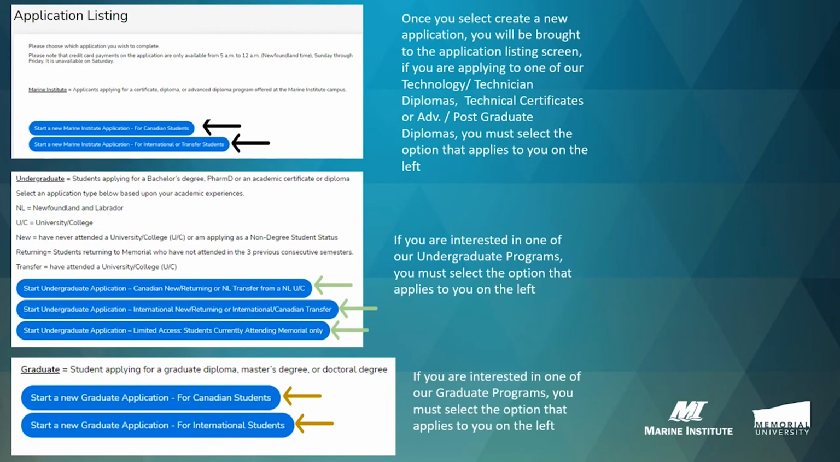for. So there are going to be 3 different categories of options which you will be choosing between. So if you are looking to apply to one of our technology/technician diplomas, technical certificates, or advanced/postgraduate diplomas, you will need to select one of the 2 options under Marine Institute, which will be the first category. So in this, you will need to select to either start a new application for Canadian students or a new application for international or transfer students.